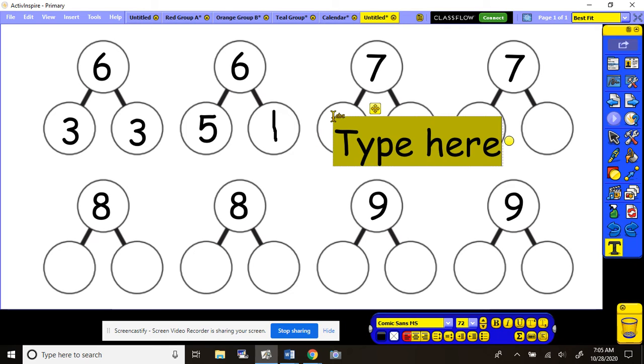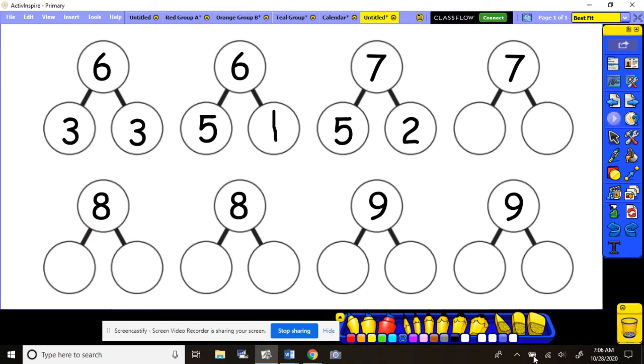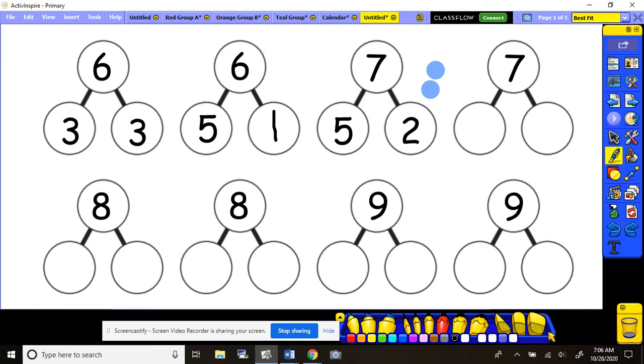7, I might start with a 5, and I know that 2 is the other part. Again, I can draw pictures to help me, so I can draw 2 dots over here, and I can start at 5 and count 2 more. So that's 5, 6, 7. So I know that 5 and 2 make 7. Can you think of 2 other numbers, 2 other parts of 7?